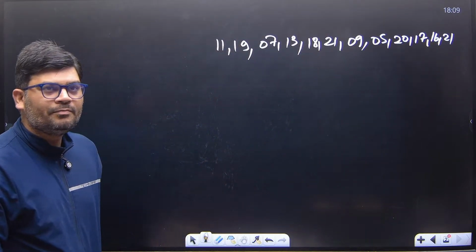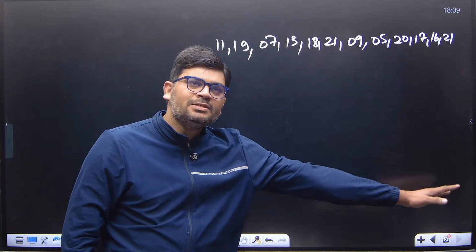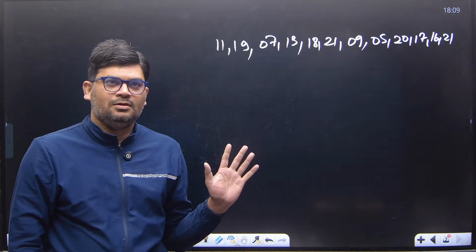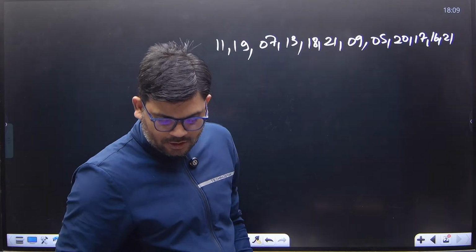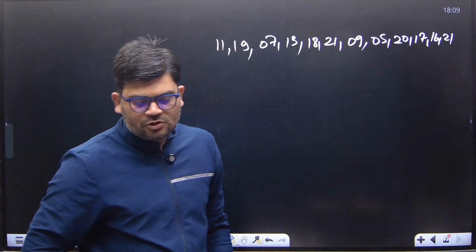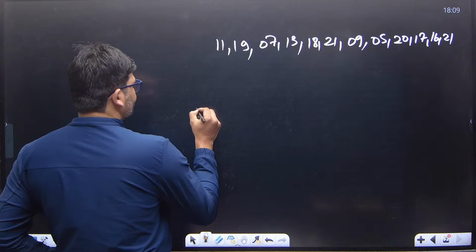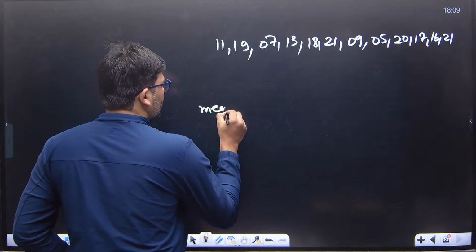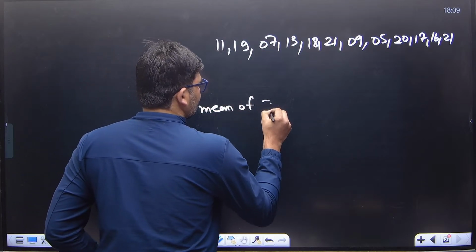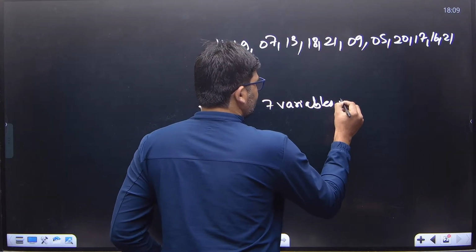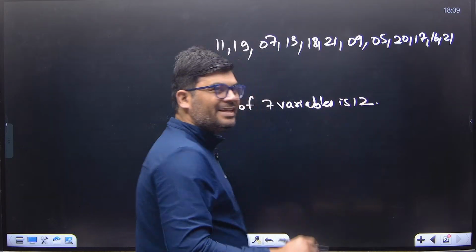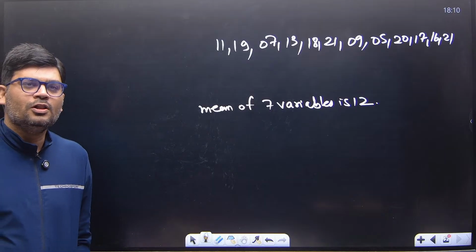So how to find the mean of that? You will add all the numbers divided by 12. Good. Understood? Now the next question. Mean of 7 variables is 12. Can you tell me the total sum of all the variables?